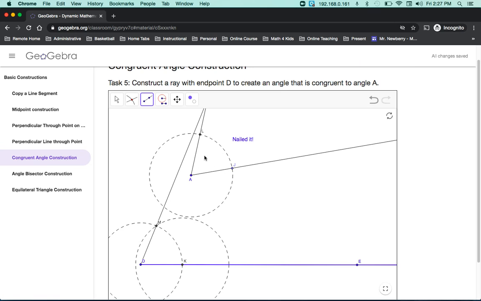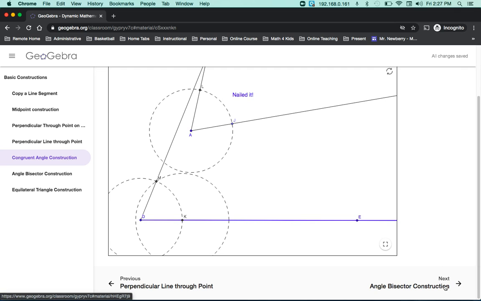It's congruent to angle LAJ. We have congruent angle MDK. All right. Again, leave it like that. That way it's good to go when it's time for me to look at it.